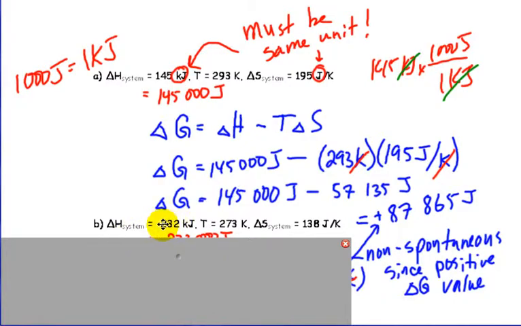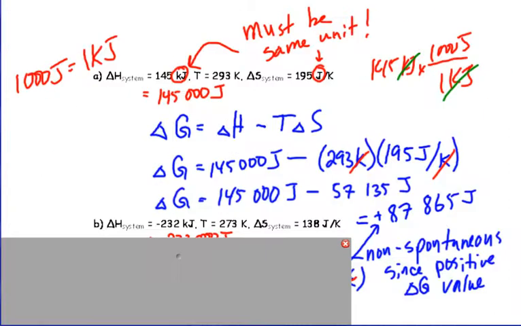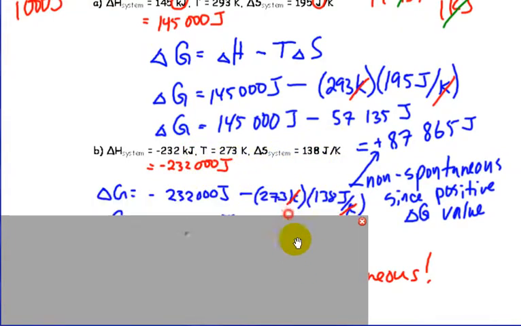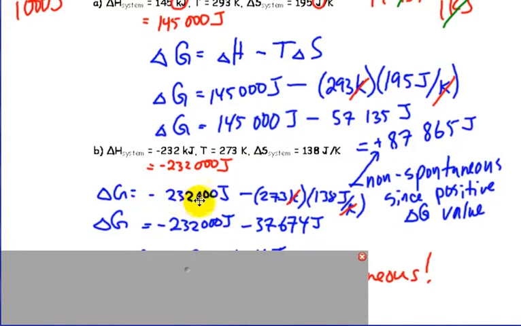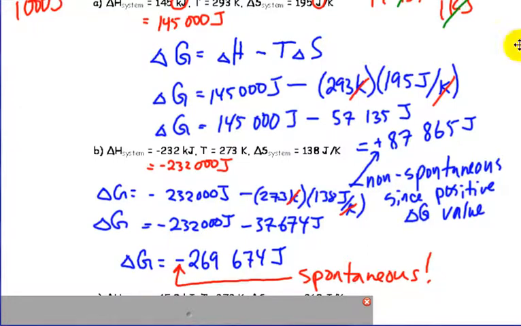Over here, enthalpy is negative, entropy is positive. It falls into here, negative enthalpy, positive entropy. It should be a negative number. So if we work through it, negative 232 kilojoules is negative 232,000 joules to match up with this unit. So we have negative 232,000 minus 273 times 138. And you can see here, yes, we get negatives. So it's a spontaneous reaction.